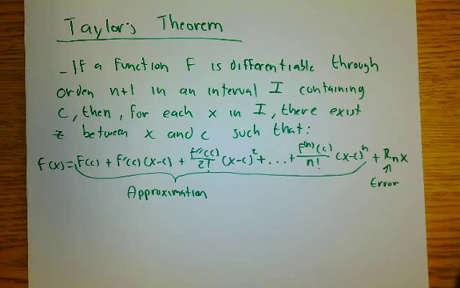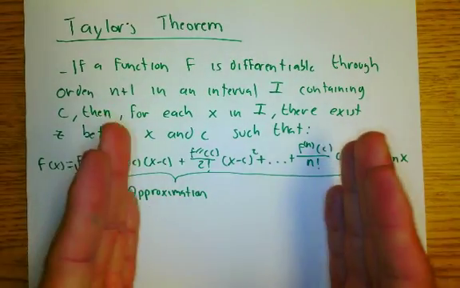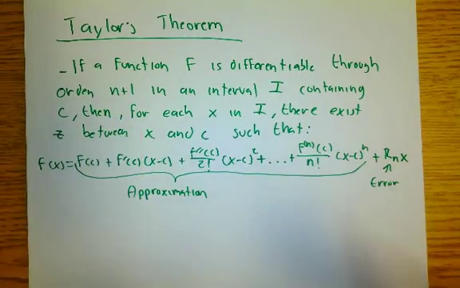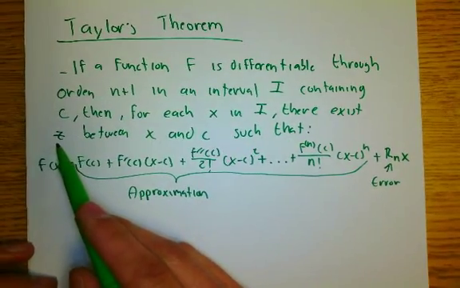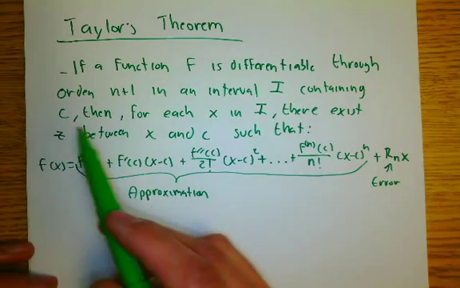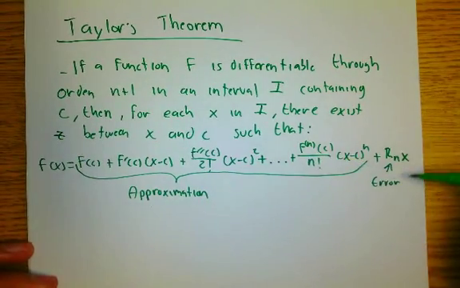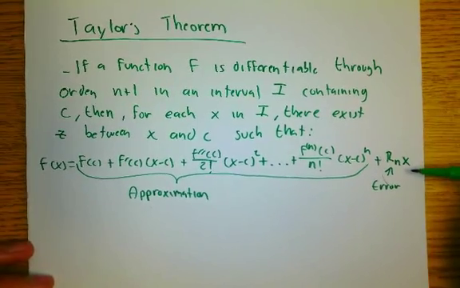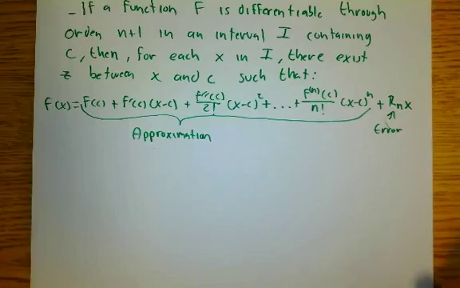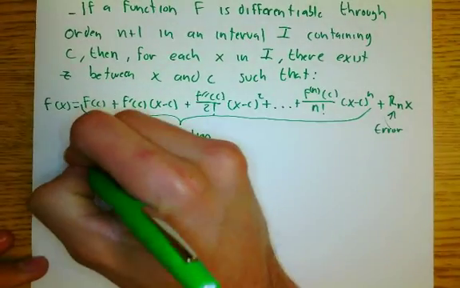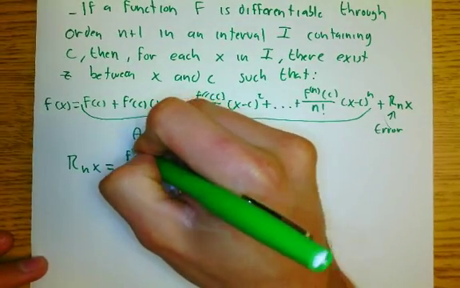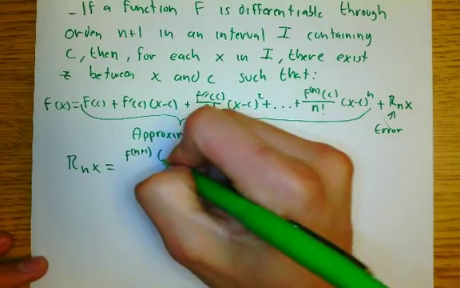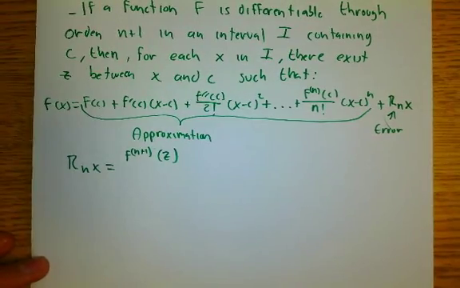What this is telling you then is that in between there, in that interval, there's going to be a third value. We're going to call that value z. And we're going to need that value z for R_n of x. And now I'm going to explain to you what this is. You ready? So here we go. R_n of x is equal to the n plus 1 derivative of the function, but at z, all over n plus 1 factorial times x minus c to the n plus 1 power.